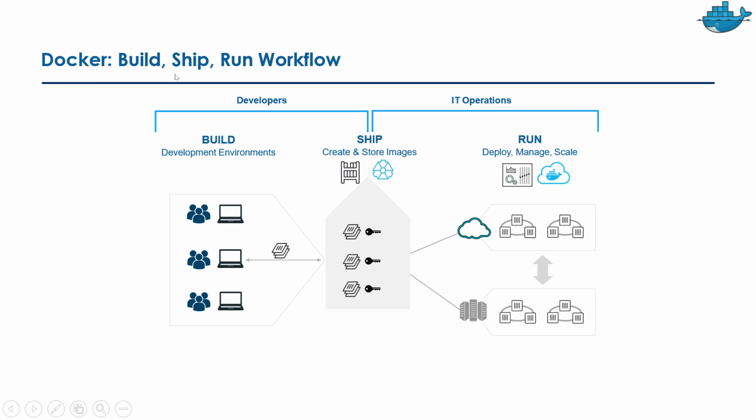Let's talk more about the build, ship, and run workflow in terms of developers and IT operations. Developers can develop images in the development environment with the help of build. They will build the images and push them into a GitHub repository, or a custom repository, and then it will be shipped as a container, and then the IT operations work will start. They will do the deploy, manage, and scale whatever the development teams have built.